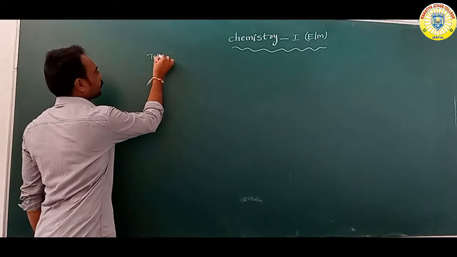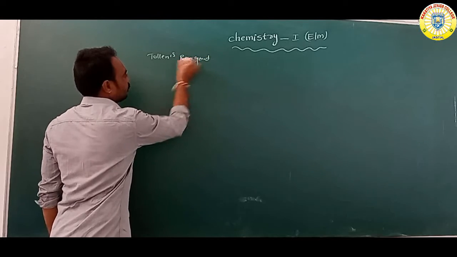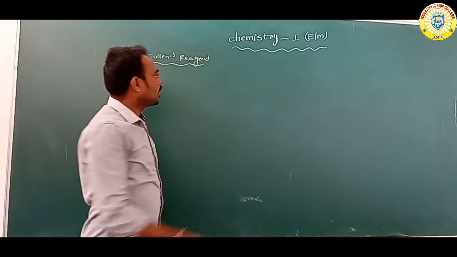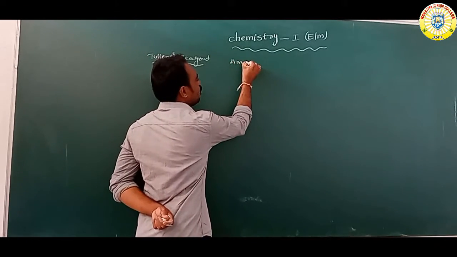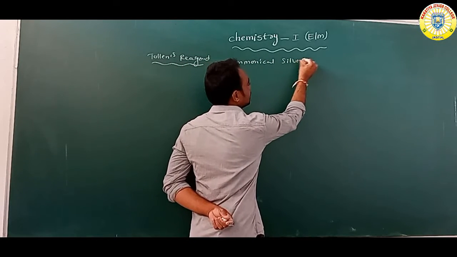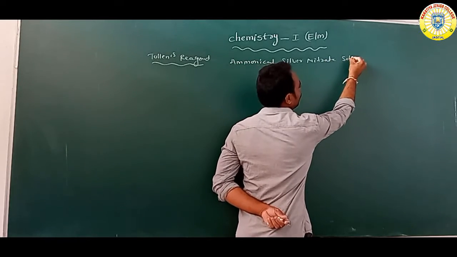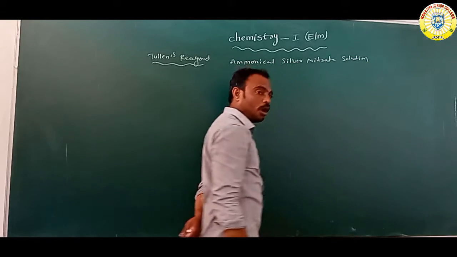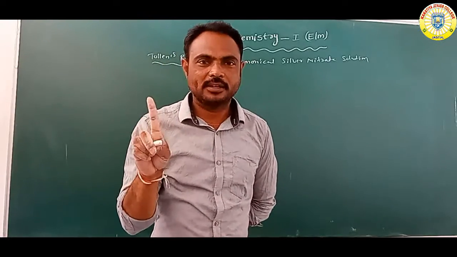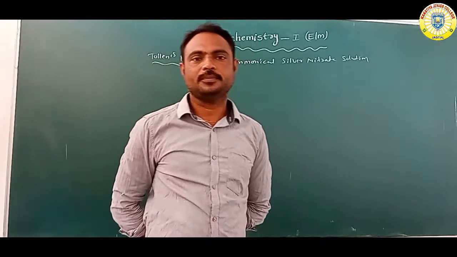Tollens reagent. So what is Tollens reagent? Overall, ammoniacal silver nitrate solution is called Tollens reagent.